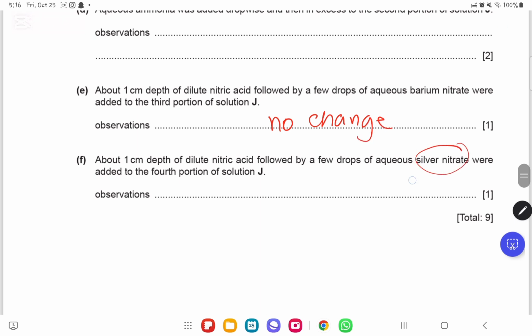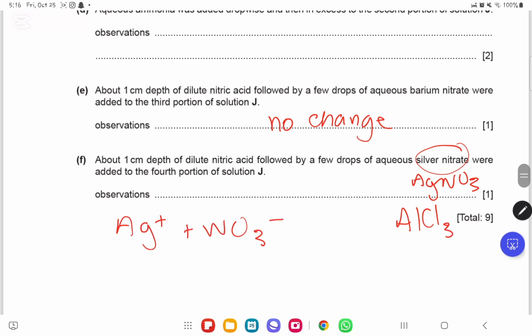Now finally they added AgNO3 to AlCl3. Again, let's divide them into their ions. We have Ag+ and NO3 minus, then we have Al3+ and Cl minus. We're going to give this and give that.